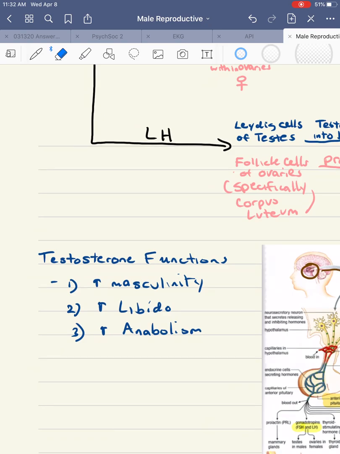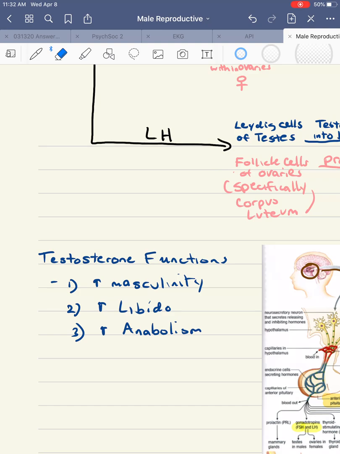The function of testosterone, there's three major functions I want you to know. Number one, it increases masculinity. In other words, it's going to increase the secondary sex characteristics of males. It's going to increase your libido if you're a male. That's the sex drive. And it's going to increase anabolism.